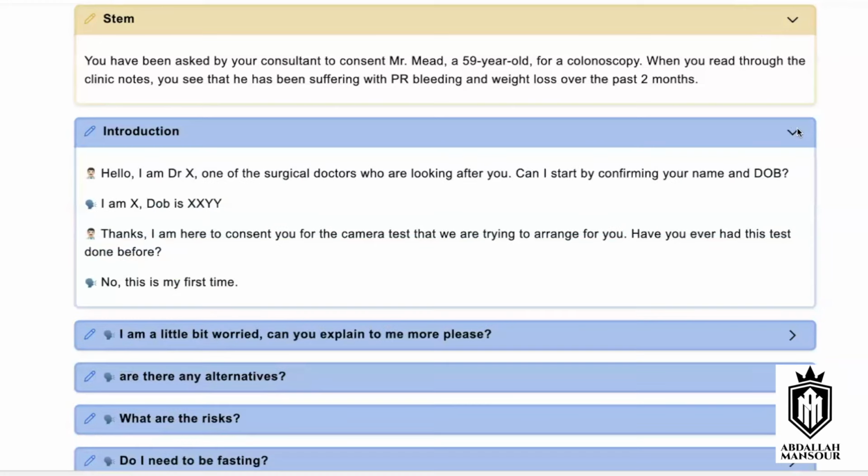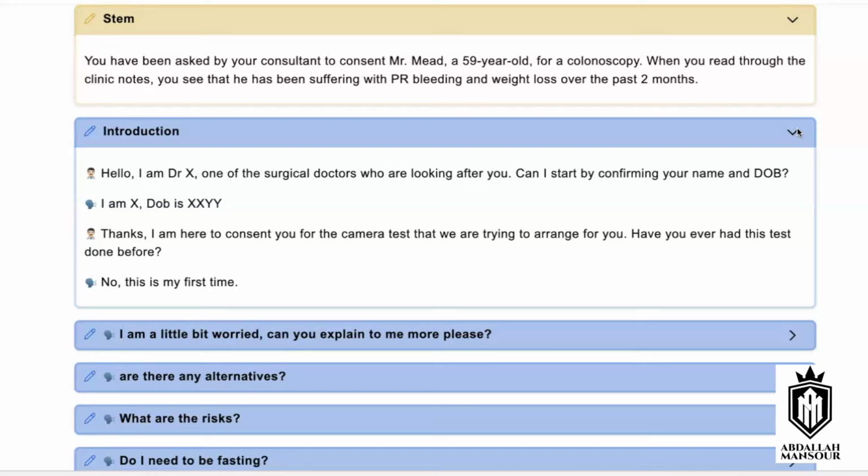Okay, so I am here to get the consent for the colonoscopy, or it is a camera test that we are trying to arrange for you. Have you ever done a colonoscopy before? No, really, I have never had this operation before, and I'm actually a little bit worried. Can you explain to me a little bit more? What does it actually include?